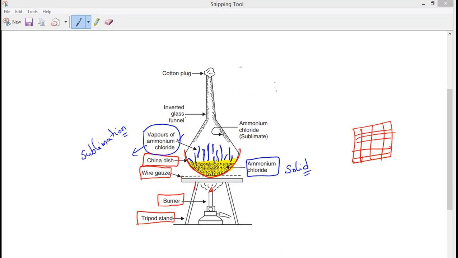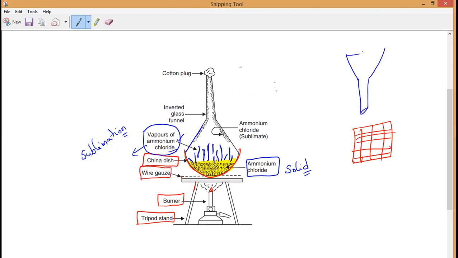These vapors, ammonium chloride gas, we already formed. If you do not cover them, they will mix with the atmosphere because we cannot see the vapors. That is why I am keeping a funnel. A funnel is basically this shape, which we use for filling water cans. Here is the inverted glass funnel.